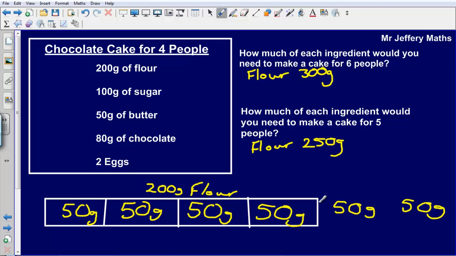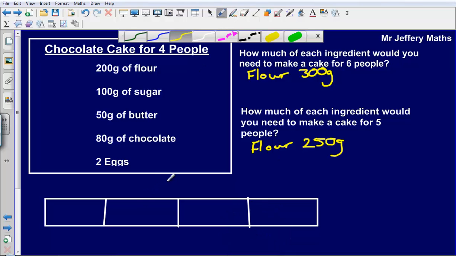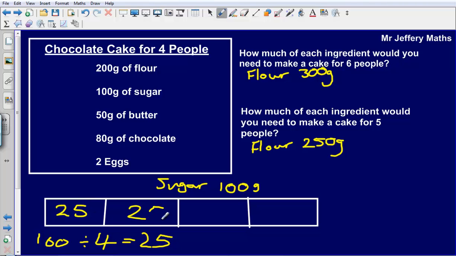Now I'm just going to do exactly the same for all of the other ingredients. So now instead of this box representing my flour, I'm going to call it sugar, and that's 100 grams. Now 100 grams has been split into 4 again because the recipe is for 4 people, and that means I'm dividing it by 4. So 100 divided by 4 means that each of these is going to be 25 grams. For 6 people I'm going to need another 2 25s on top of that.